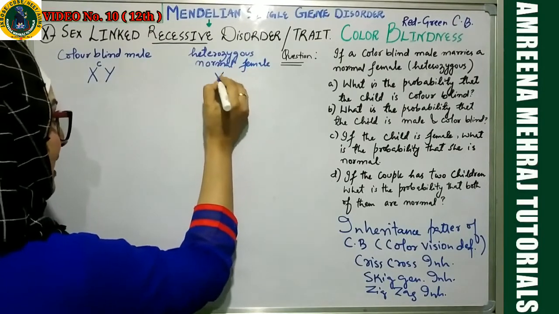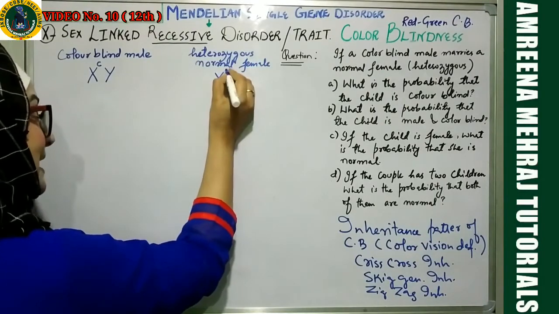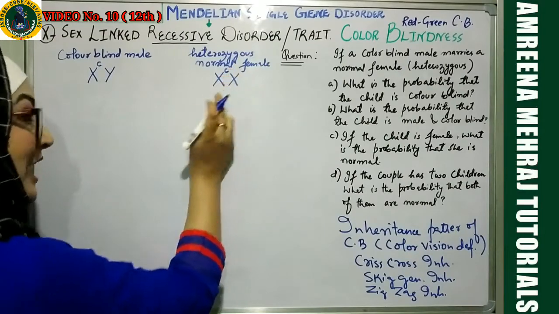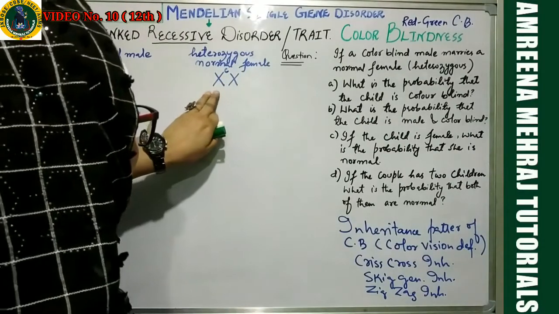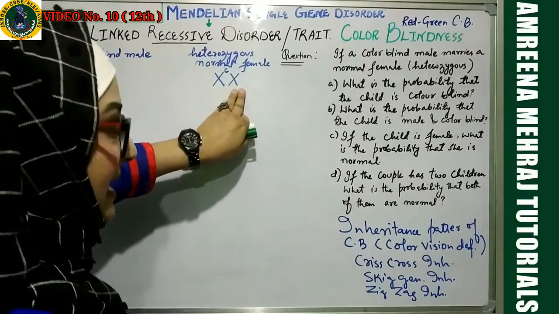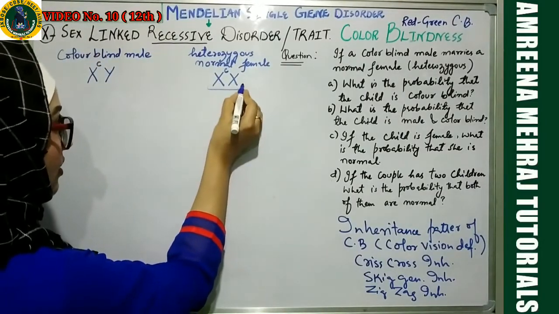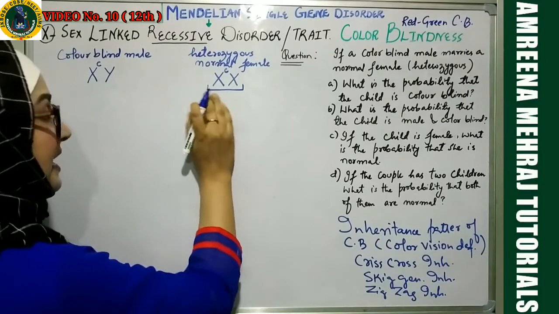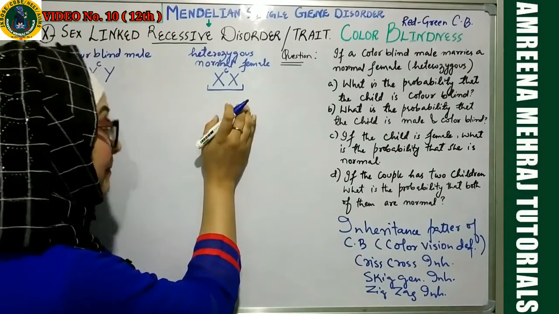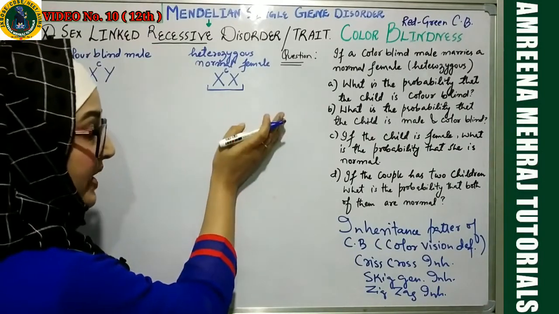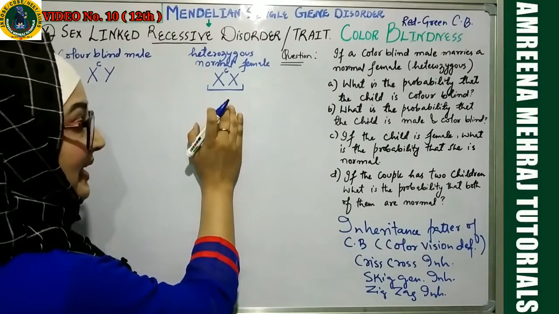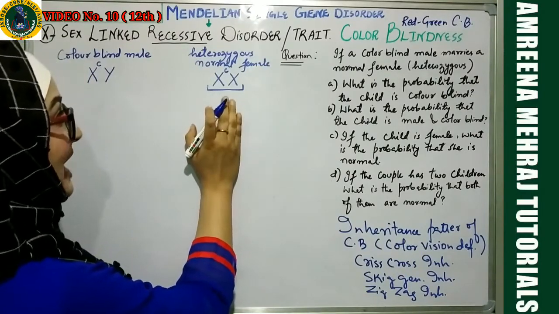She is not XX, she is X raised to power C. That means she is heterozygous. She has the recessive mutation, but she has the correct dominant allele. So this is the genotype for the heterozygous normal female. She will herself be normal, and will not express the trait of color blindness, but she is basically the carrier. She has the heterozygous condition.